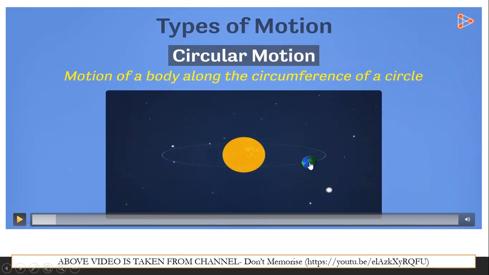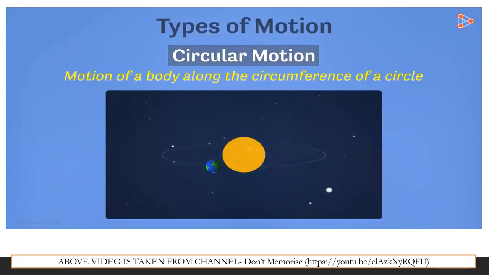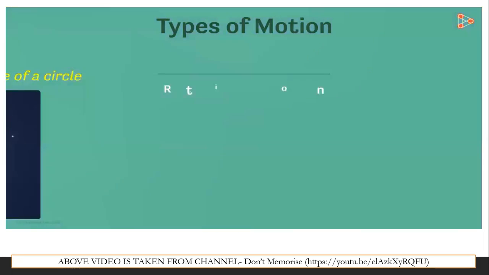You can see that this earth is revolving like this. First the earth is here, then the earth will go this side, then this, then this. So the earth is changing its position, correct? But it is going in a circular form only. So this is known as circular motion. It is an example of circular motion. The third type of motion that we saw is rotational motion.